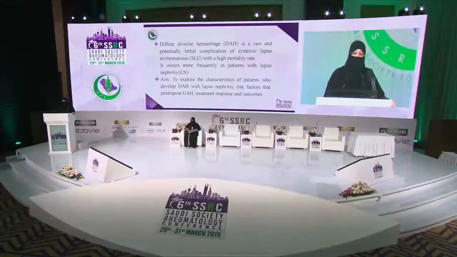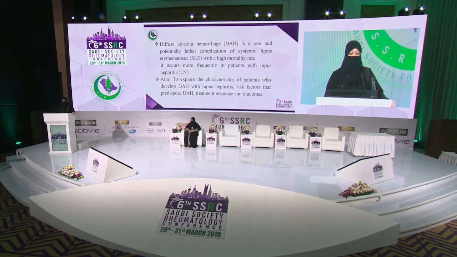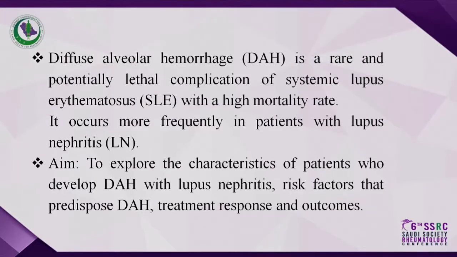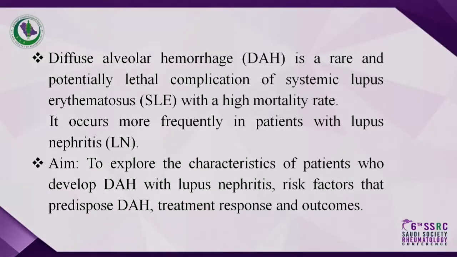Diffuse alveolar hemorrhage is a rare and potentially lethal complication of systemic lupus erythematosus with a high mortality rate. It occurs more frequently in patients with lupus nephritis. The aim of the study was to explore the characteristics of patients who developed diffuse alveolar hemorrhage with lupus nephritis, risk factors that predispose to alveolar hemorrhage, treatment response, and outcomes.